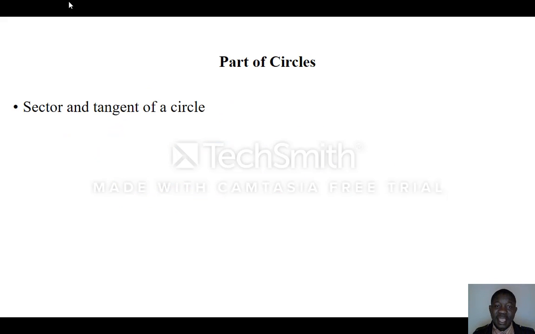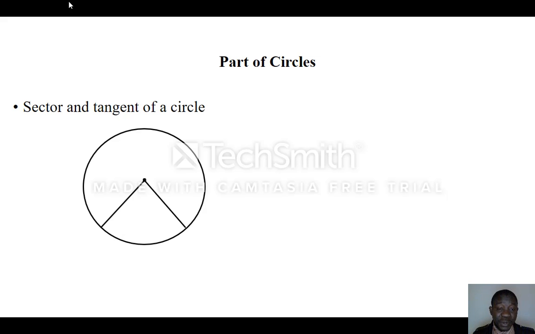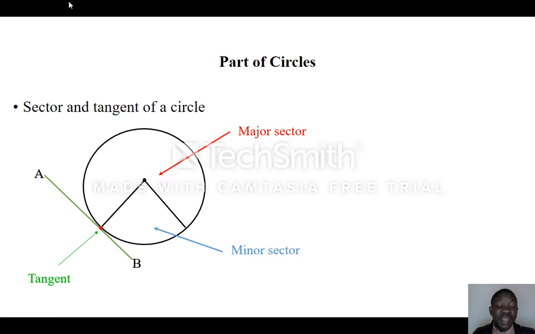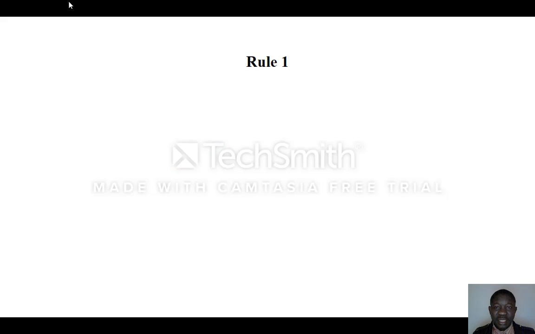Now let's look at sector and tangent of a circle. If I have this to be my circle with the center, then I have a radius and another radius, giving me these 2 radii. This area is what we refer to as the minor sector. Then we have this to be the major sector. Now if I have a line AB, which is tangential to this circle, this is what we refer to as a tangent.